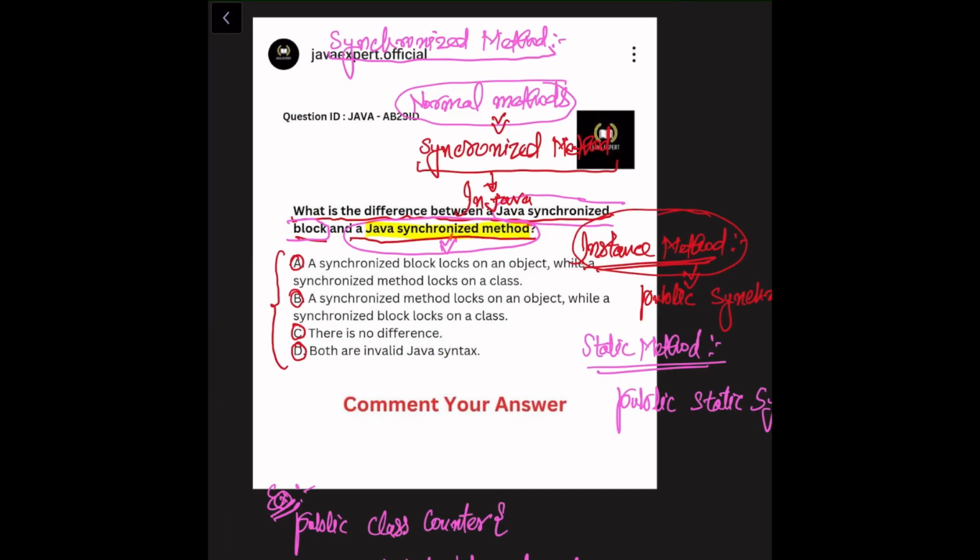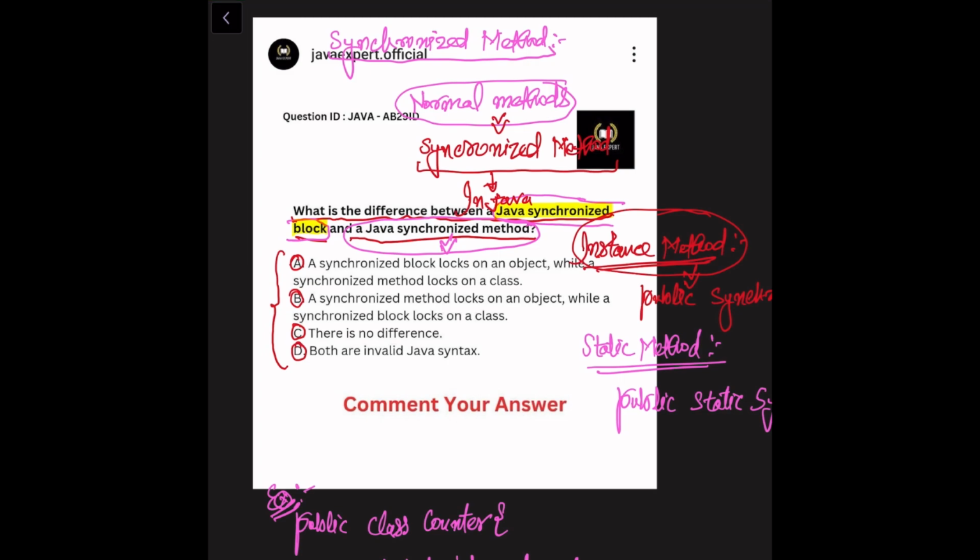Let me tell you about the Java synchronized block. A synchronized block allows more fine-grained control by locking any portion of the method. It locks the specified object for the duration of the block, allowing for more efficient synchronization in some cases by reducing the scope of the lock.